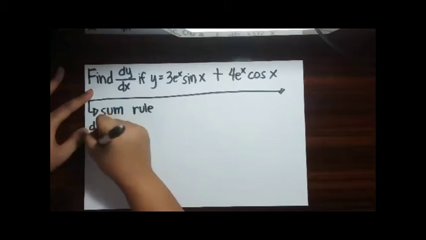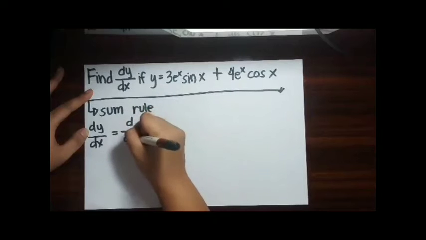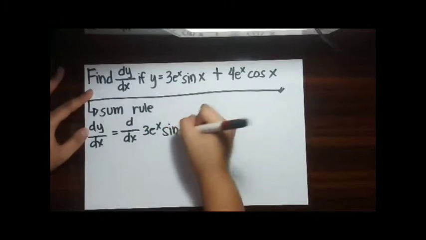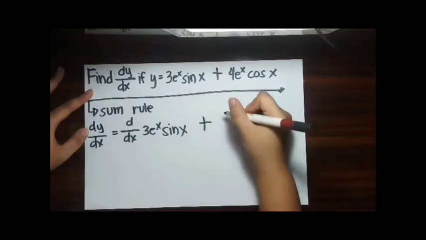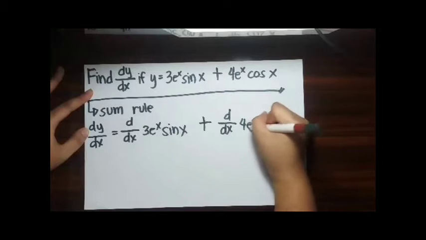With that, dy over dx is equal to d over dx times 3e raised to the power of x sine x plus d over dx times 4e raised to the power of x cosine x.